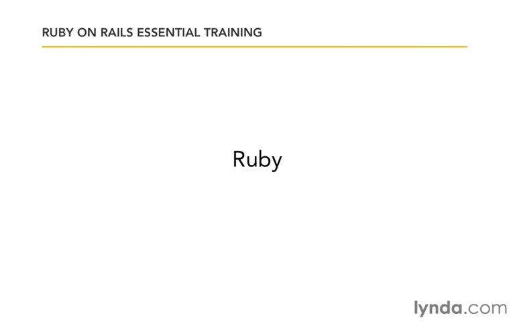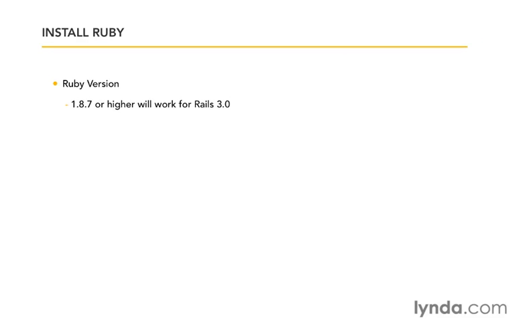In this movie, we'll make sure that you have a correct version of Ruby installed, and if not, I'll help you get it up to date. Now, Ruby on Rails 3 is going to require that we have Ruby 1.8.7 or greater. That's the requirement. Now, there are newer versions of Ruby.